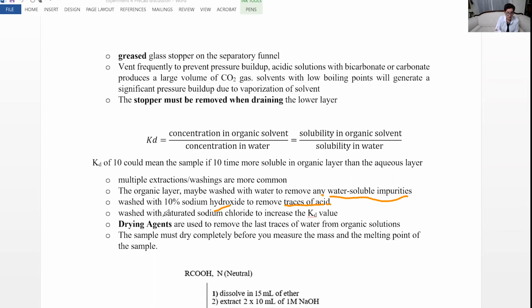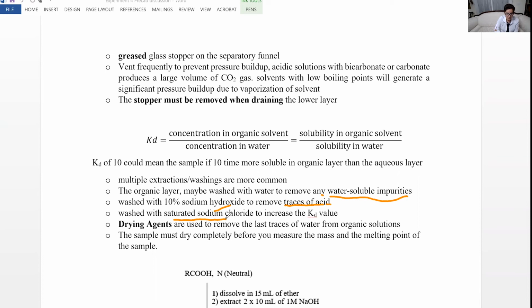Sometimes it's going to ask you to wash with sodium chloride, or saturated sodium chloride. That is to increase the KD value. What does it mean? It means that the organic compound doesn't dissolve in salt water. Another term is salting out the organic compound. It leaves the salt water much faster than the water. So you are lowering the solubility of the organic neutral compound in the aqueous solution.